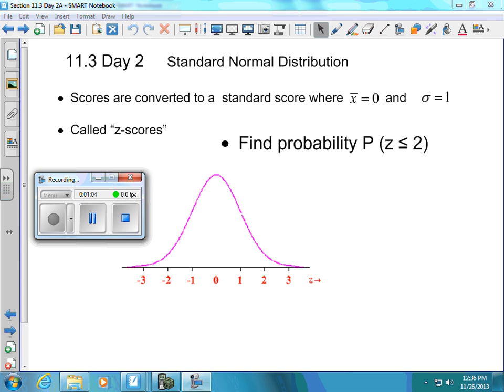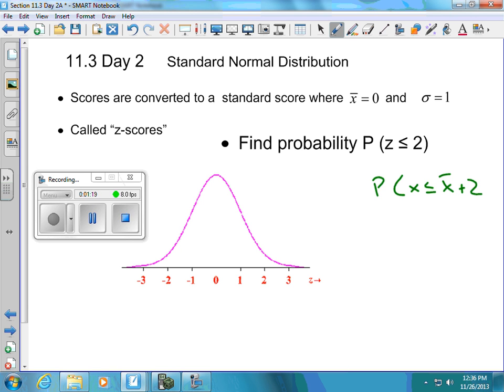You'll see the example, I'm not going to actually do it on this slide, but the probability that z is less than or equal to 2, that's much like the same thing as the probability that x is less than or equal to x bar plus 2 standard deviations. It's just another way to think about it. Okay, it's the same. It's the same concept.